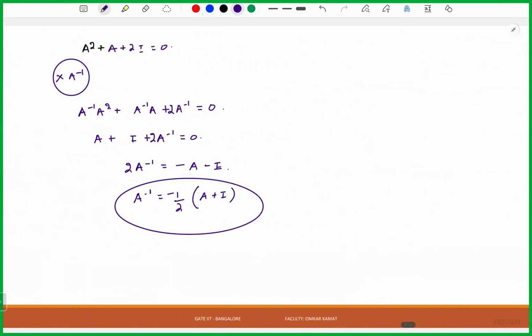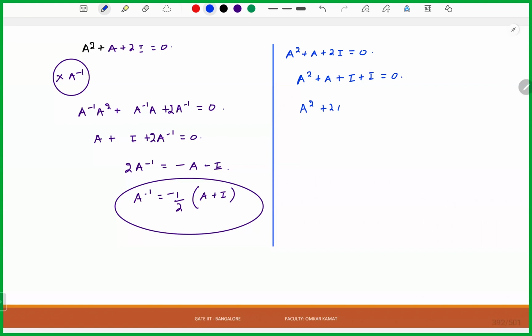See guys, can we solve it from this given equation? See here, A square plus A plus 2I equals 0 is there. So which can be written as what? A square plus A plus I can be written as I plus I, because they are telling A square plus A plus I. Correct, no? A square plus I plus I equal to 0. Now further see what adjustment I am doing. A square, A can be written as plus 2A minus A and plus I equal to 0. Understood, no? Why I am doing like this?